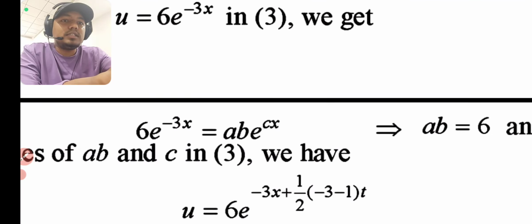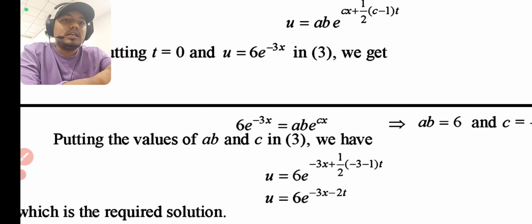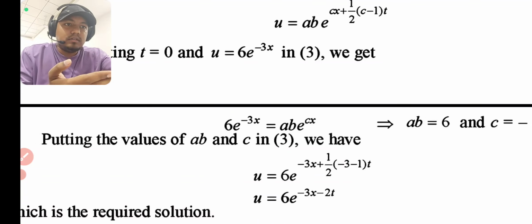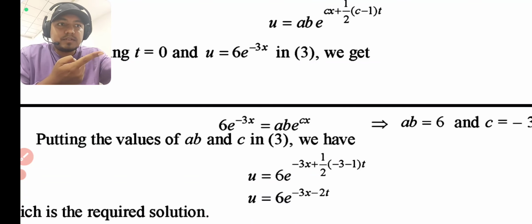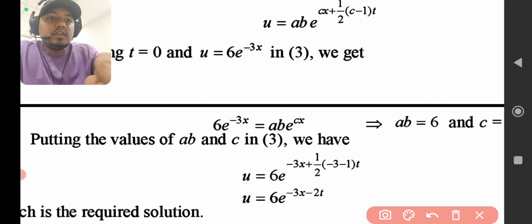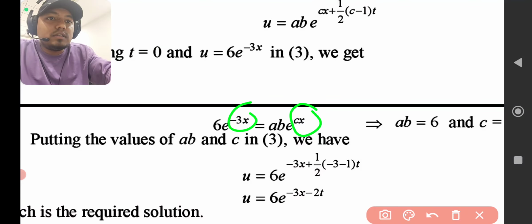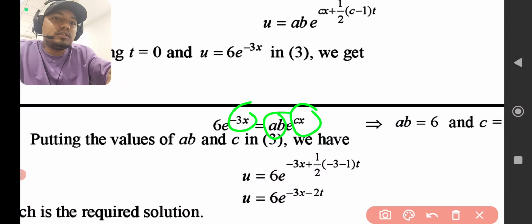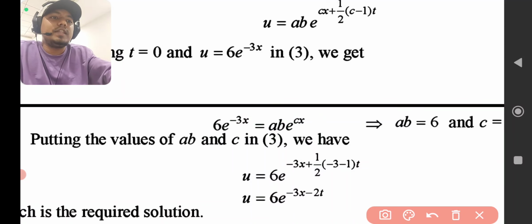So using this idea, substitute t is equal to 0 and substitute your u value as 6 e power minus 3x, and you find out the value of ab. After comparison of left and right side, if you compare this power, then c is equal to minus 3. If you compare this coefficient, then ab is equal to 6. That's all. You got ab and c both.